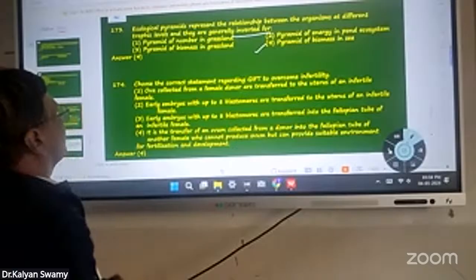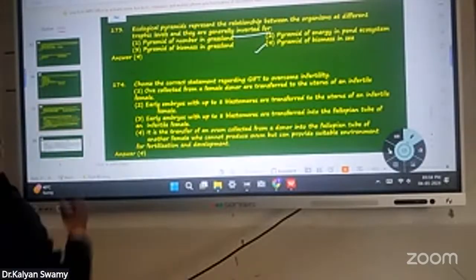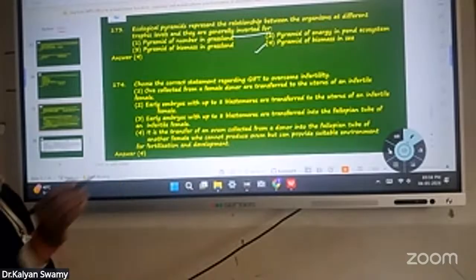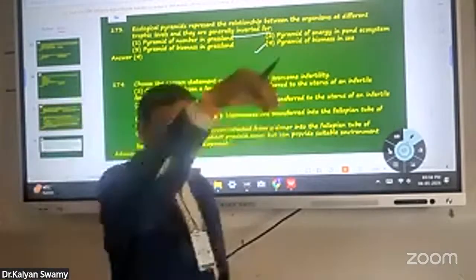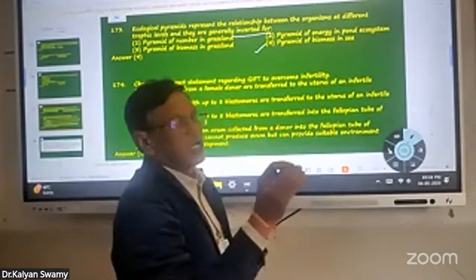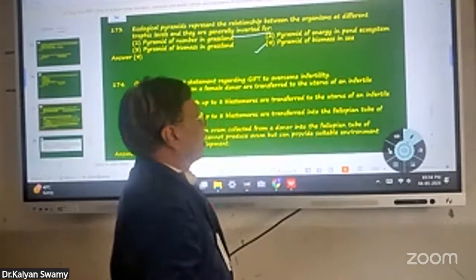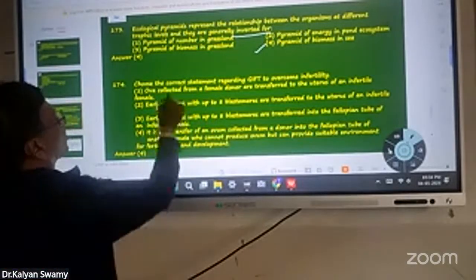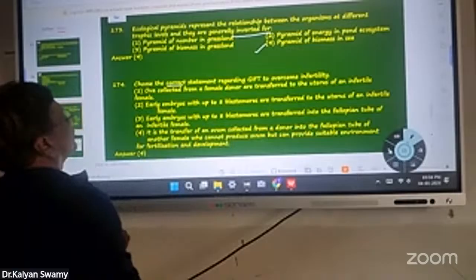Energy pyramids are always straight and upright. They can never be inverted. Only two pyramids are inverted: one is the biomass pyramid of the ocean or sea, and the other is for the forest ecosystem. Next question: choose the correct one again.